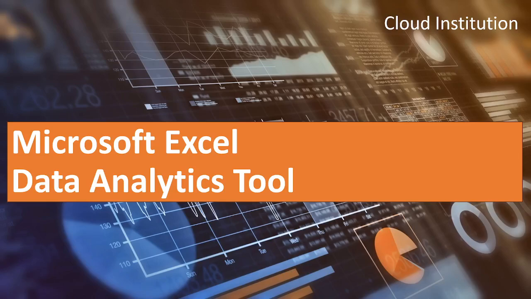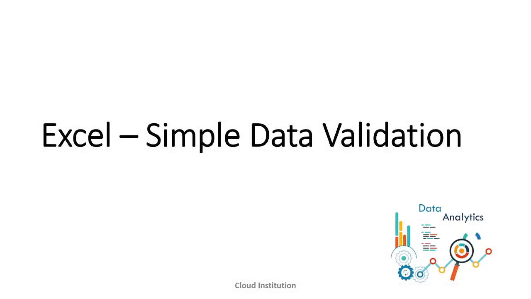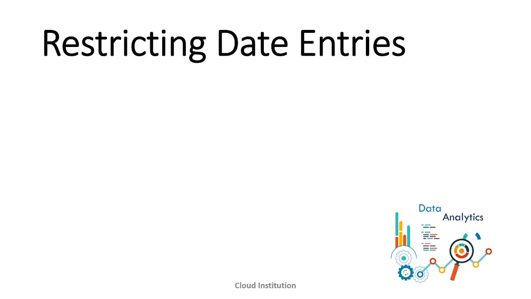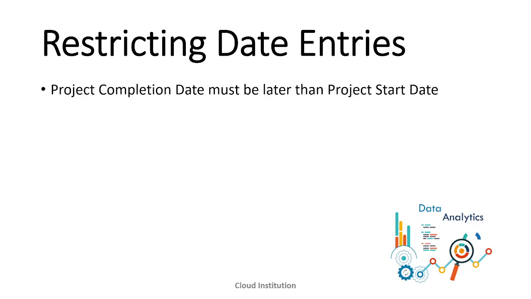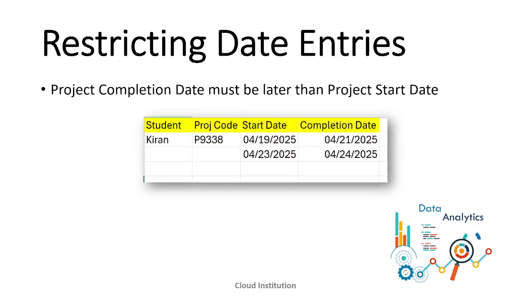This is Cloud Institution. We have been looking at simple data validations, and in this section let's look at restricting date entries. What that means is, suppose we have data which is related to dates. In this example, suppose there is a student called Kiran who is working on a project. Maybe there is some project code, and then there is a start date and completion date.